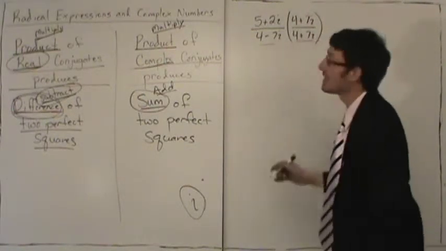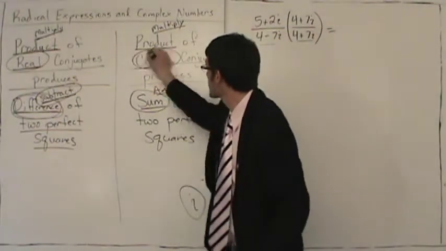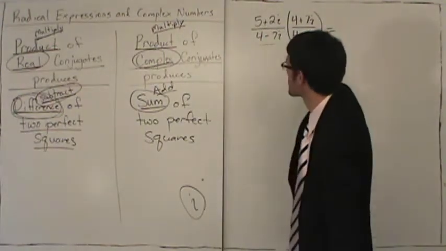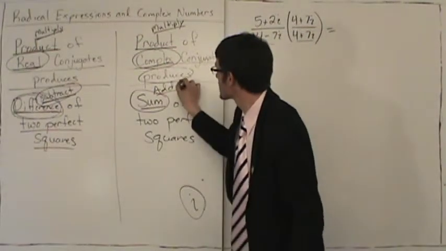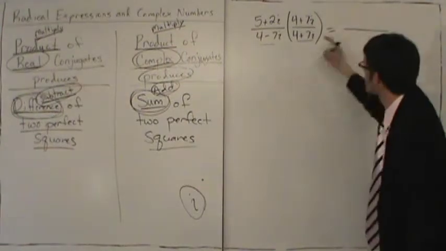Now on the bottom, we can use the trick. Since these are conjugates, we can remember that product of complex conjugates, complex because there's an i, complex conjugates produce a sum or addition of two perfect squares. So we can simply square the 4.